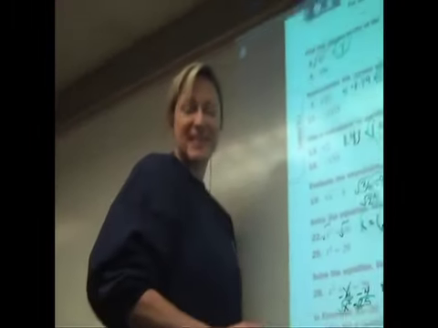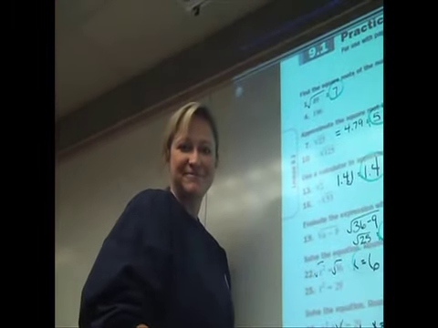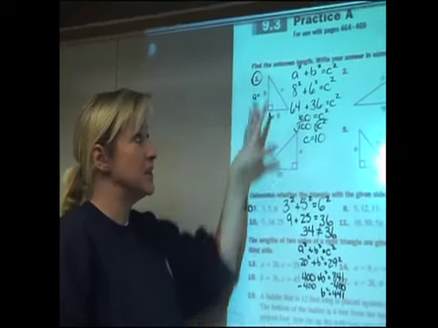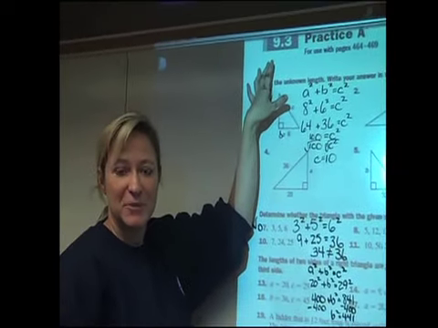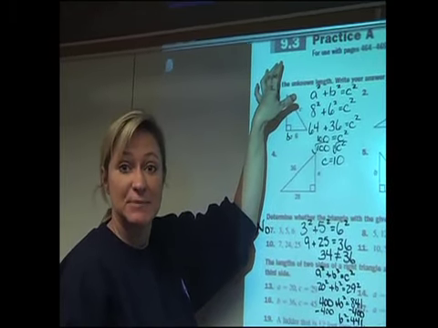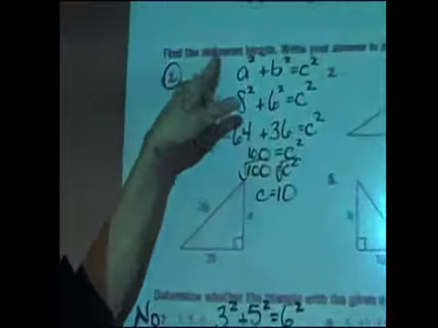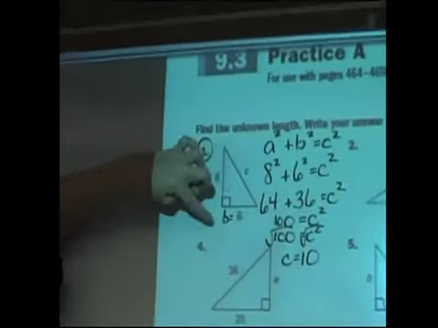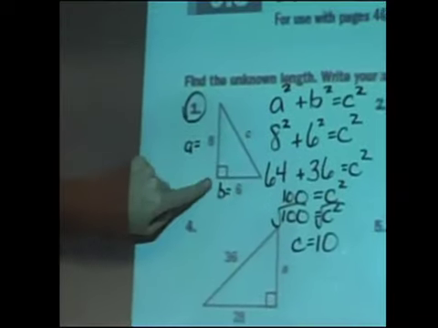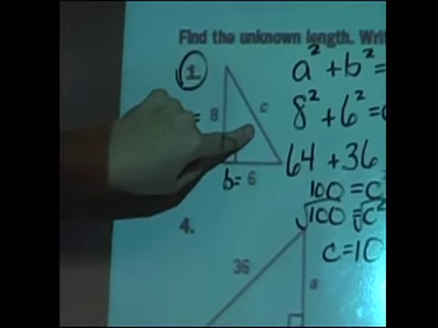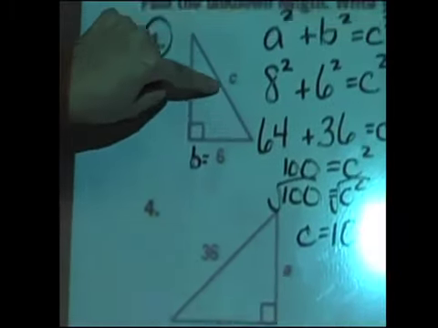Now we're going to go on to 9.3, the Pythagorean theorem. Today, the second part of your lesson will be 9.3, the Pythagorean theorem. You have to have a right triangle, and it measures the length of a side that's missing. So the first one, find the unknown length. Right here you see you have your A and you have your B. The longest side, which goes straight across from the right triangle, is called the hypotenuse. That has to be the longest side.